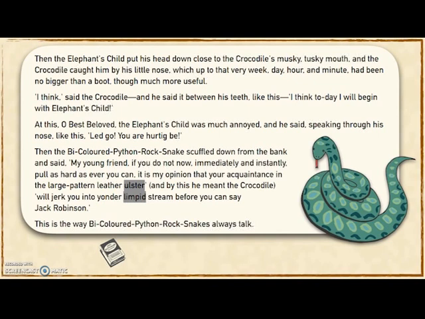Then the bicoloured python rock snake scuffled down from the bank and said, my young friend, if you do not know, immediately and instantly, pull as hard as ever you can. It is my opinion that your acquaintance in the large pattern leather ulster, and by this he meant the crocodile, will jerk you into yonder limpid stream before you can say Jack Robinson. This is the way the bicoloured python rock snakes always talk.